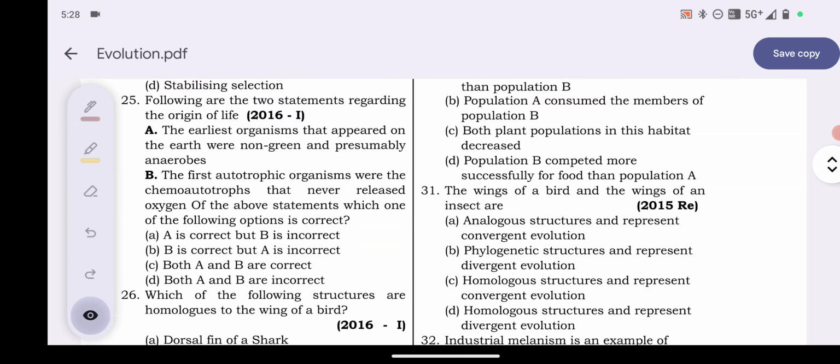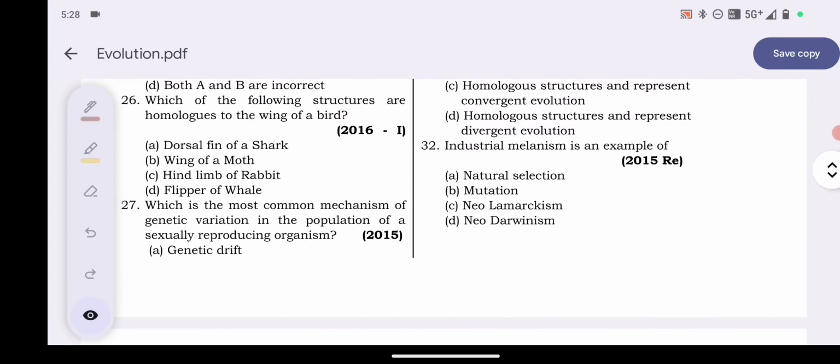Next question, question number 26. Which of the following structures are homologous to the wings of a bird? Options: dorsal fin of a shark, wings of a moth, hind limbs of a rabbit, flippers of a whale. So which one is the homologous? Now here option number D, flipper of whale, is the answer.